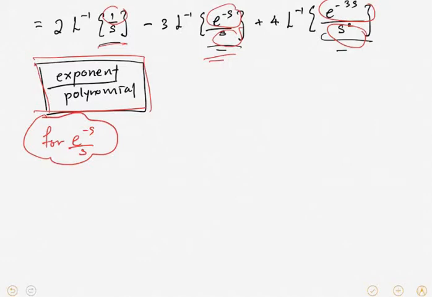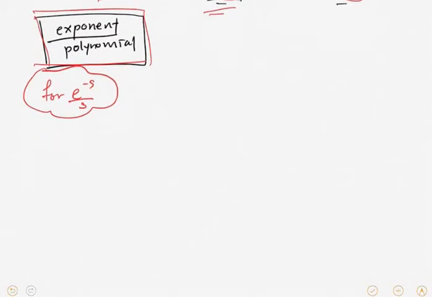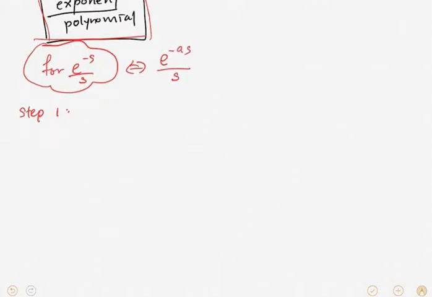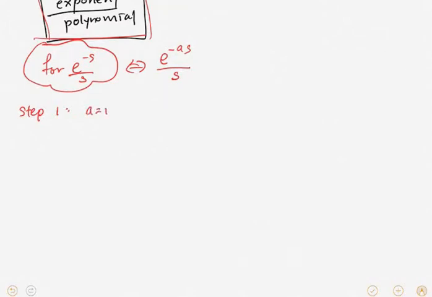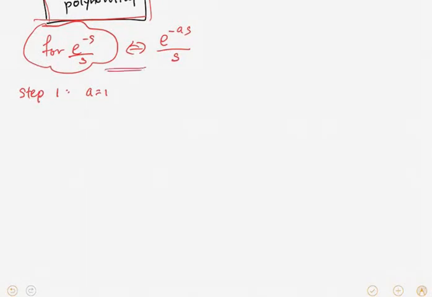There are a few steps to follow. If you have the module, you can go to pages 1 to 8 to follow the procedure. Otherwise, I can write it here. Step number 1 is you have to determine the value of a. What is a? If you refer to this one, it is e to the power negative as over s, right? So what is the a here? From here you know that a is equal to 1. You compare these two.